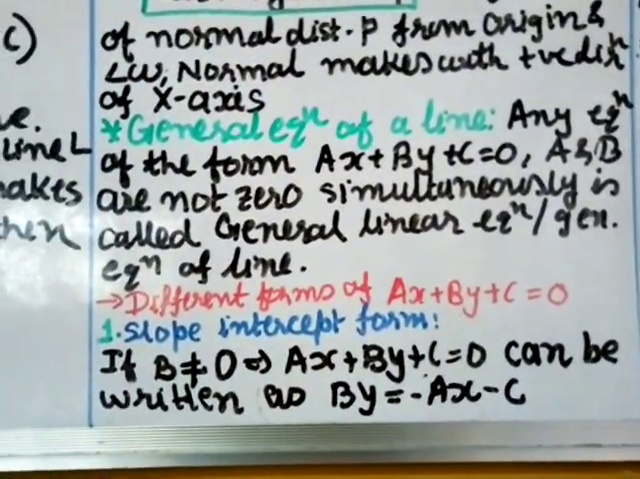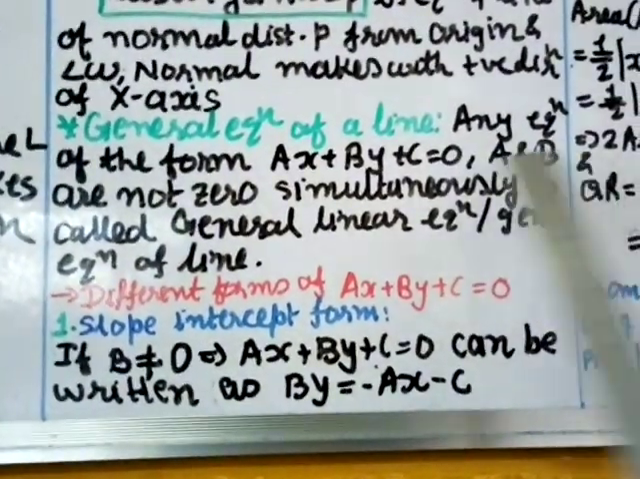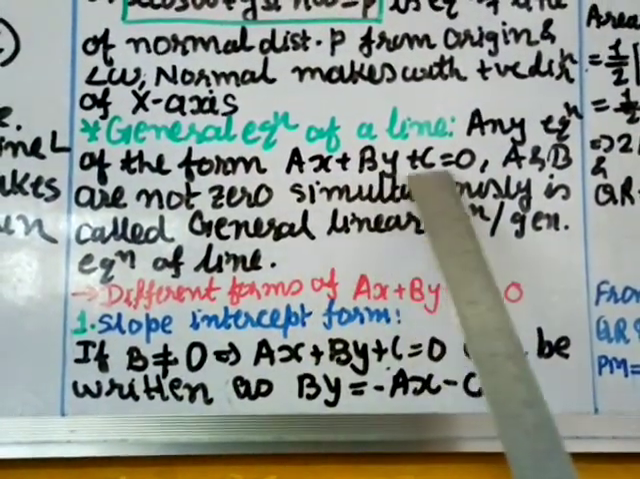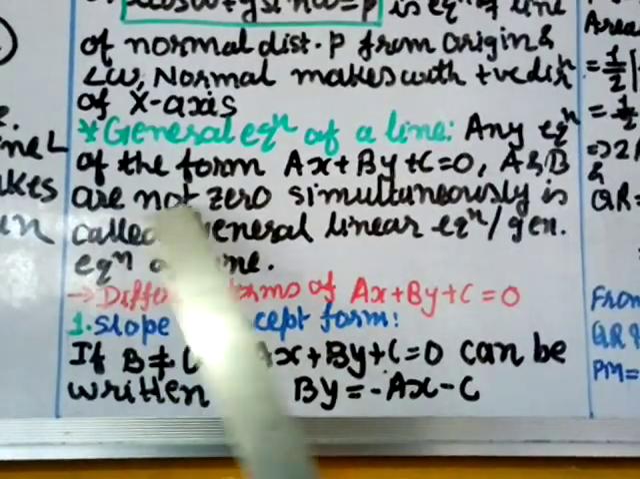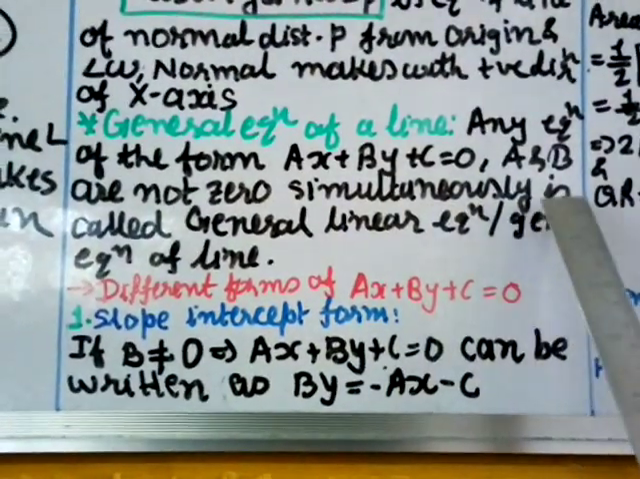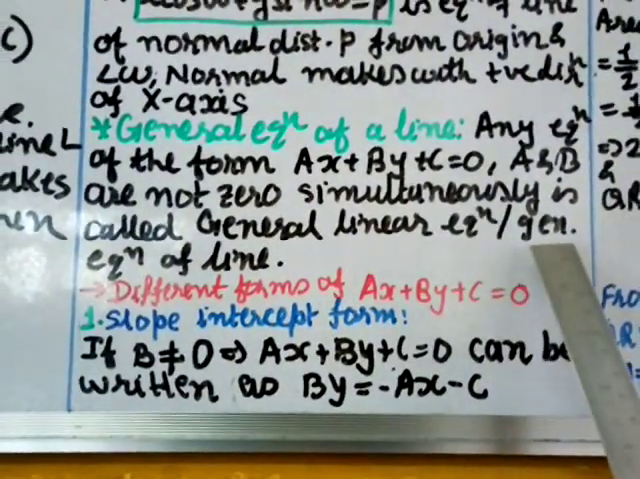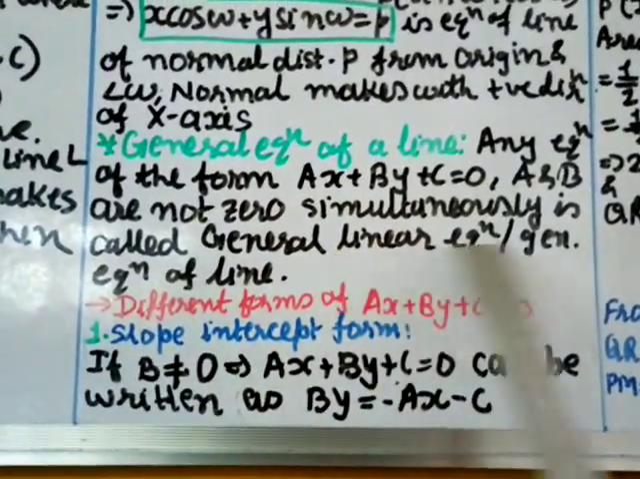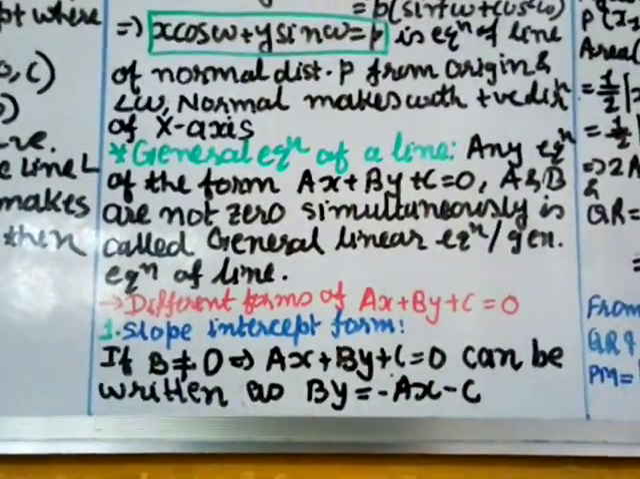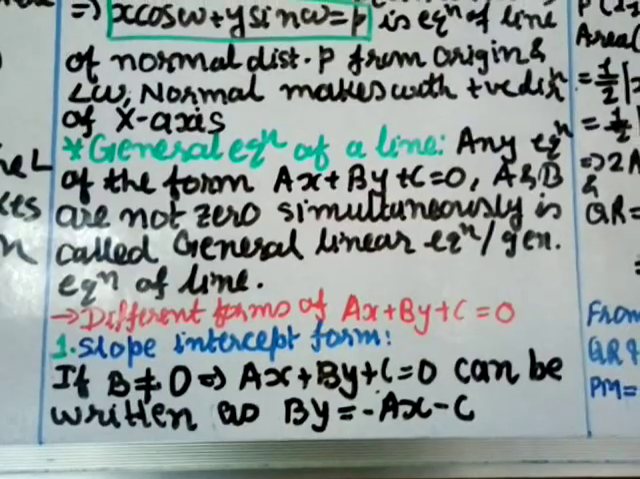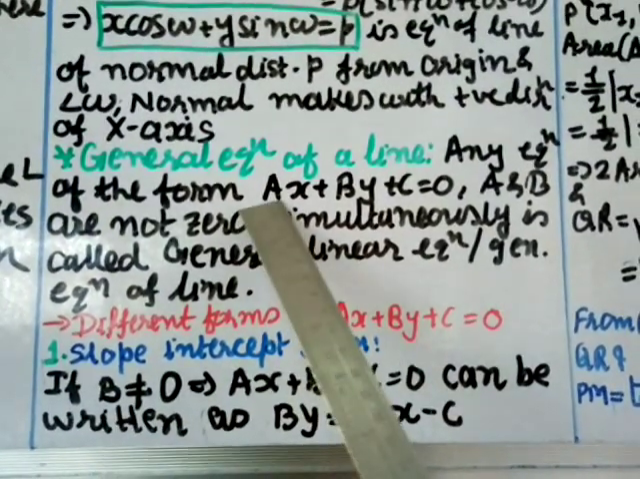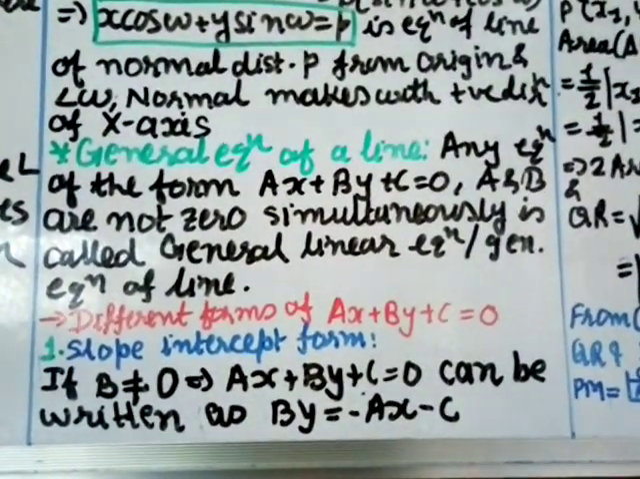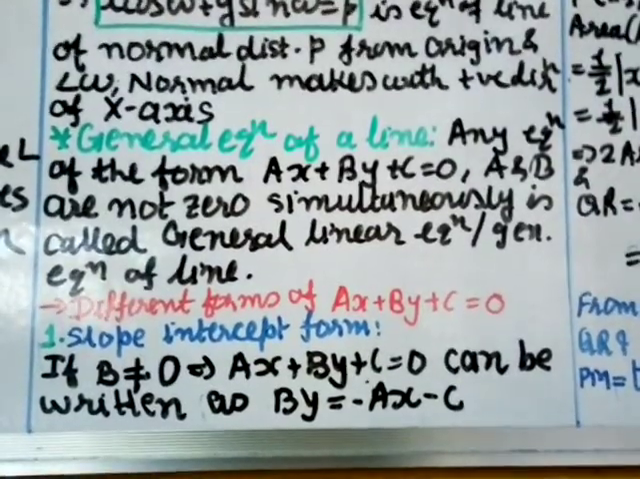Next we have the general equation of a line. Any equation of the form ax plus by plus c equal to 0, where a and b are not 0 simultaneously, is called the general equation, or general linear equation, or general equation of a line. So the general linear equation of a line is of the form ax plus by plus c equal to 0, and a and b should not be 0 together.